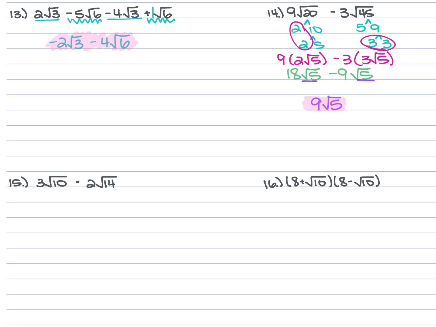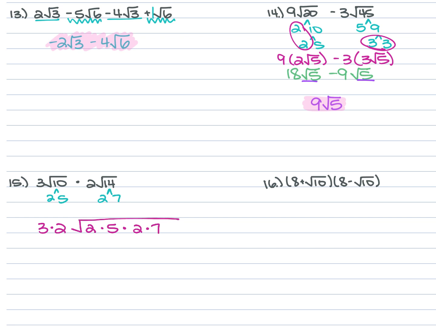For 15, you have 3 square root 10 times 2 square root 14. That square root of 10 does not simplify because it's just 2 and 5. The square root of 14, again, does not simplify, but it's 2 and 7. Instead of multiplying the 10 and the 14, what I would do, I would multiply what's on the outside, so the 3 and the 2 multiply together. Underneath, we said the 10 was 2 and 5. The 14 is 2 and 7.